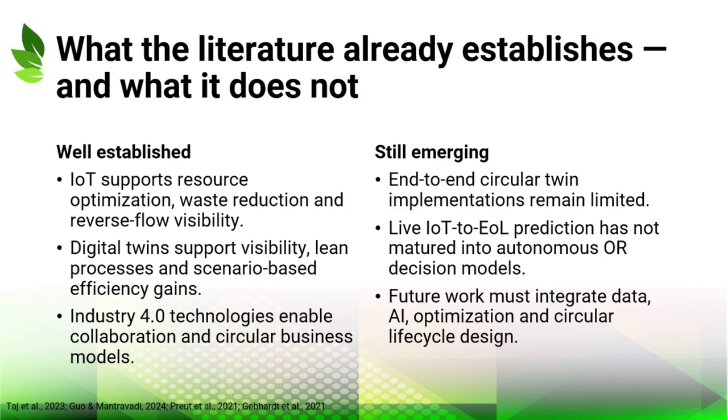At the same time, the chapter highlights what remains underdeveloped. End-to-end circular twin implementations are still limited, and live IoT data is rarely connected to formal end-of-life prediction and reverse logistics optimization. This means the field has strong building blocks, but the integrated decision system is still emerging. This balance between progress and gaps should guide the discussion today.